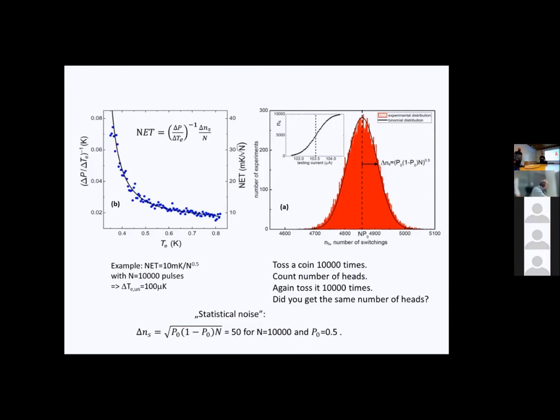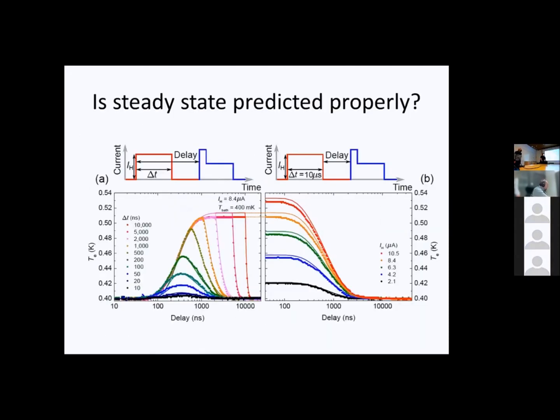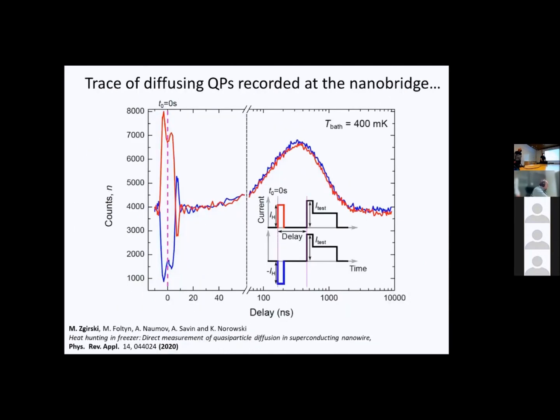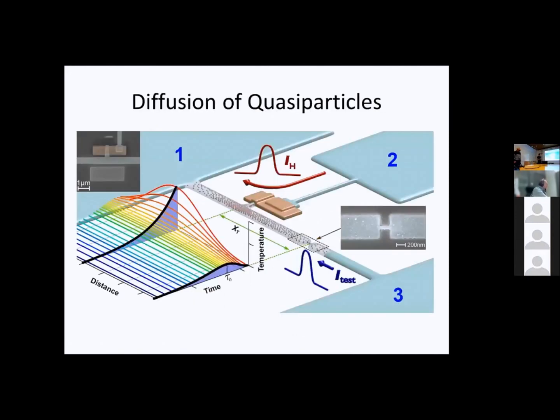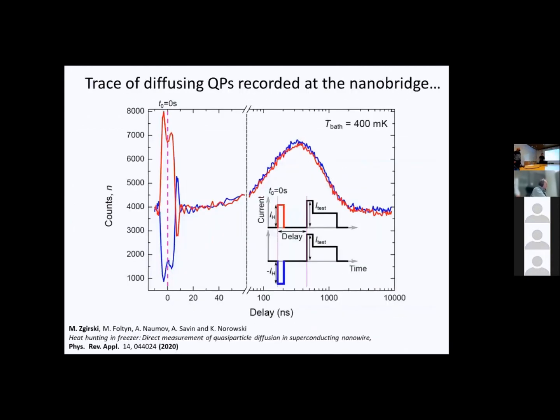Another question is, is it really measuring the quasi-particle population at this bridge, or is there some contribution also from far away? So I think that to a big extent you have answered here. Here I energize, and this is a really strong overheating of the heater. And now, here is nothing. You don't see anything.